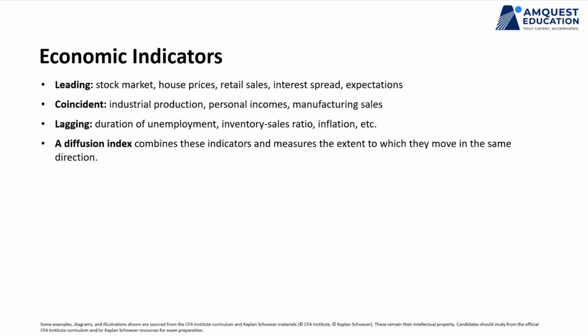So let's look at some indicators here. What are the indicators that help you understand which stage of the economy you are at? Now, broadly, there are three types of indicators in the economy. There is the leading indicator, the coincident indicator, and the lagging indicator. Okay. This is not an indicator, this is an index. So learn the three indicators.